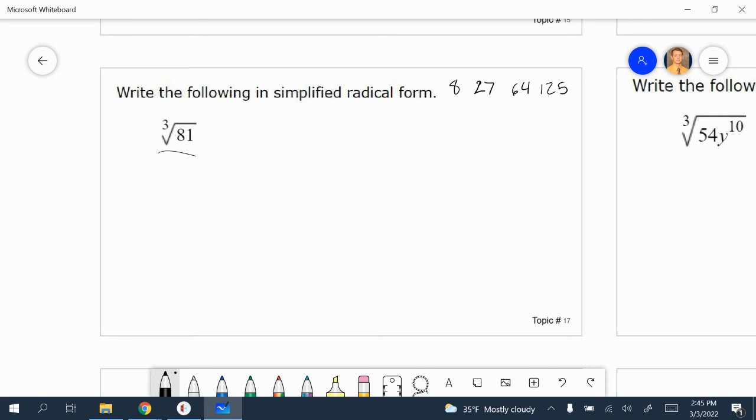If I look at 81, I think 27 goes into 81. So I'm going to split this up into the cube root of 27 and the cube root of 3, because 27 times 3 gives us 81. I've got to make sure I put my cube root there again. But the third root of 27 is 3, and then the cube root of 3 just has to hang out because we can't really do anything else with that.